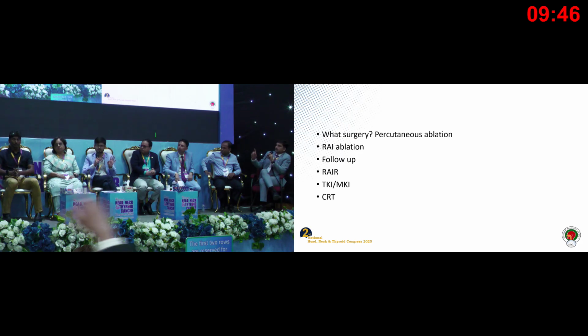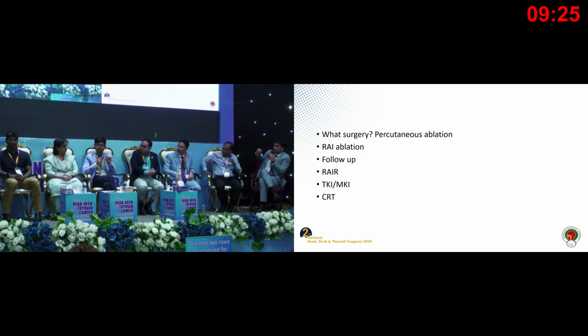Okay. So in your institution, what dose do you offer that patient? For treatment? That depends. Remnant ablation we hardly ever do now, because low-risk patients do not need 100 to 200. If at all I have to do remnant ablation, I would give 30 millicurie, not more than that.